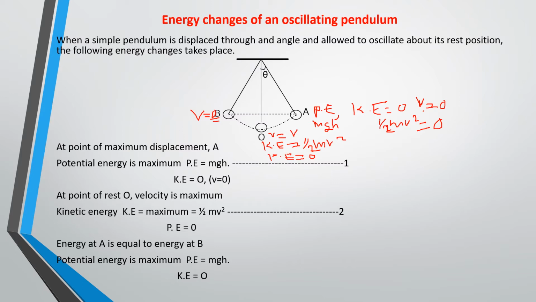So this is what we've written down here. At point O, velocity is maximum, kinetic energy is maximum, and it's equal to half mv squared. Potential energy is 0 at point O. At points B and A, potential energy is equal to mgh, kinetic energy is equal to 0, because velocity is equal to 0. So these are energy changes that take place in a body that is undergoing simple harmonic motion or oscillatory motion.